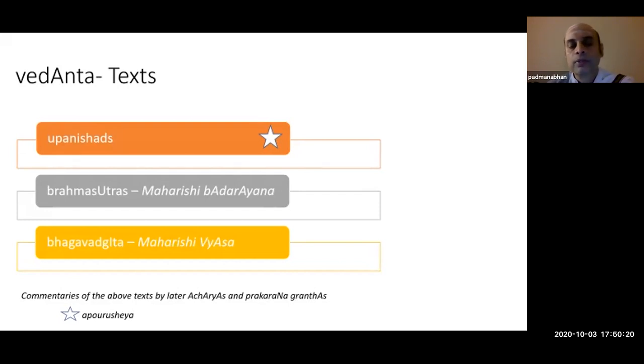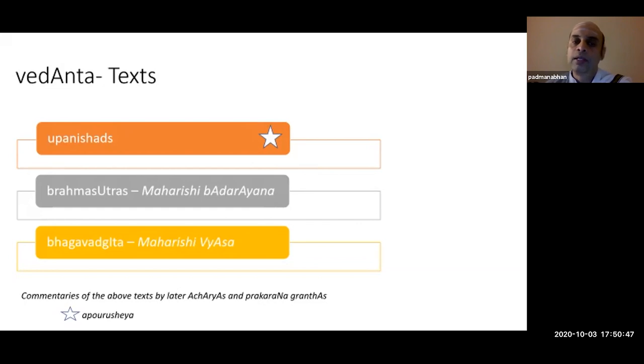Brahma Sutras and Upanishads are part of the Vedas. The Vedas have four different sections: Samhita, Brahmana, Aranyaka, and Upanishads. Upanishads are towards the end of the Vedas. That's why it's Anta, so Vedanta. That is the main source of Vedanta knowledge.